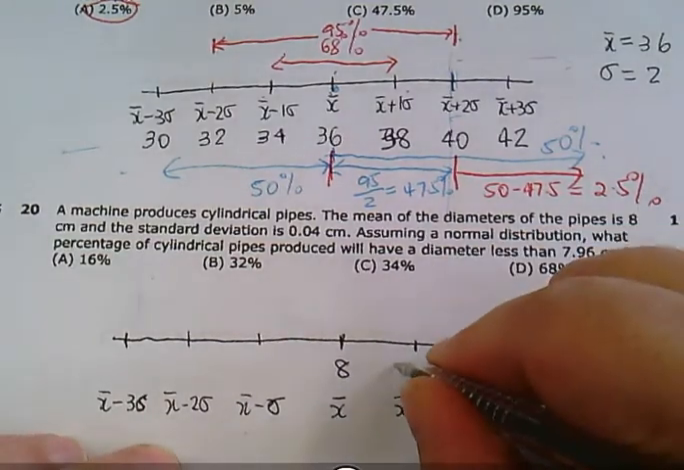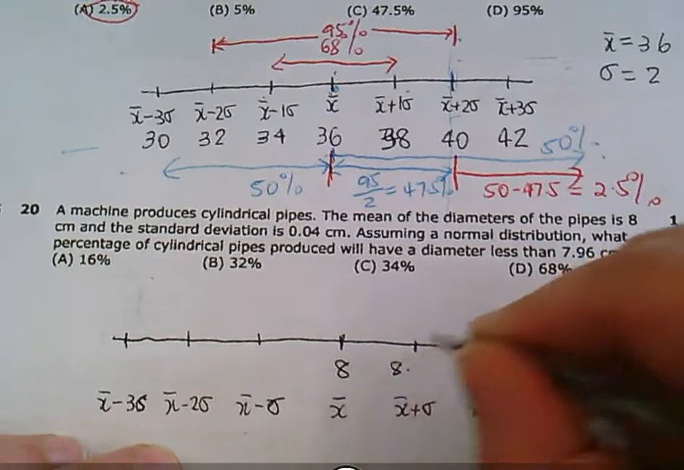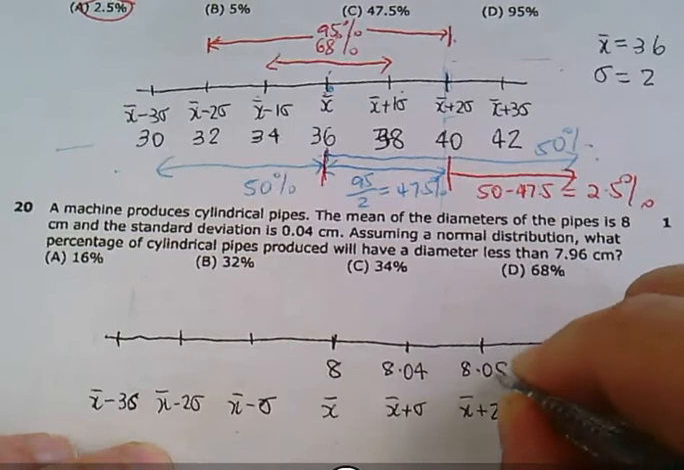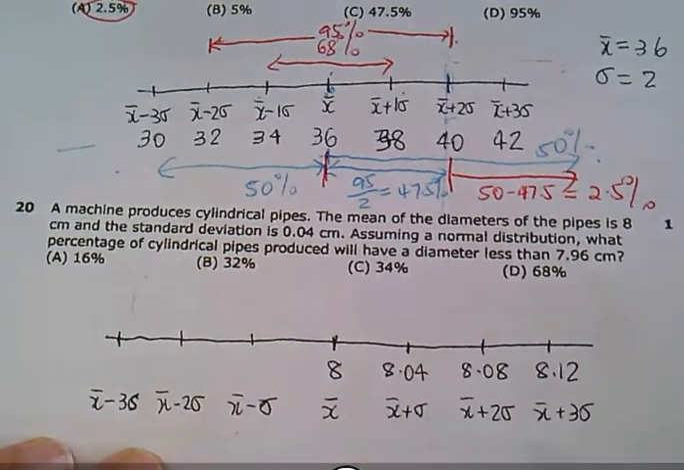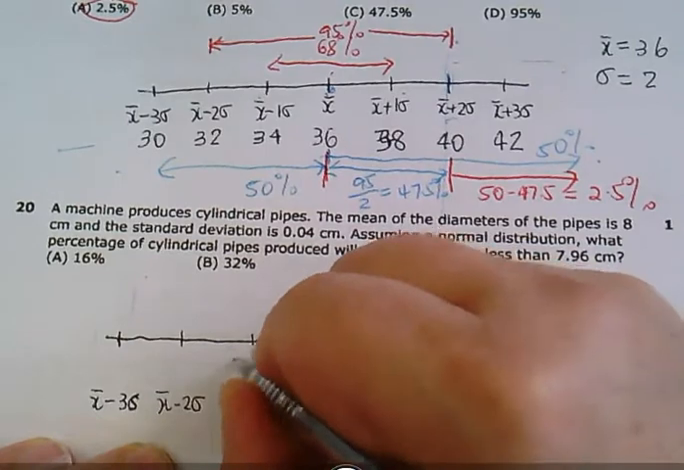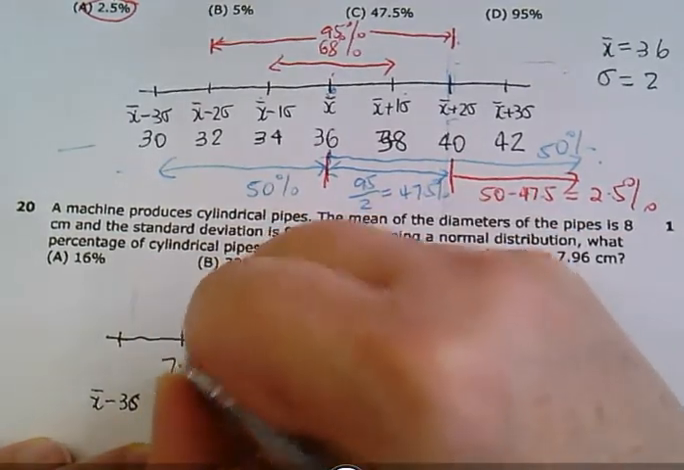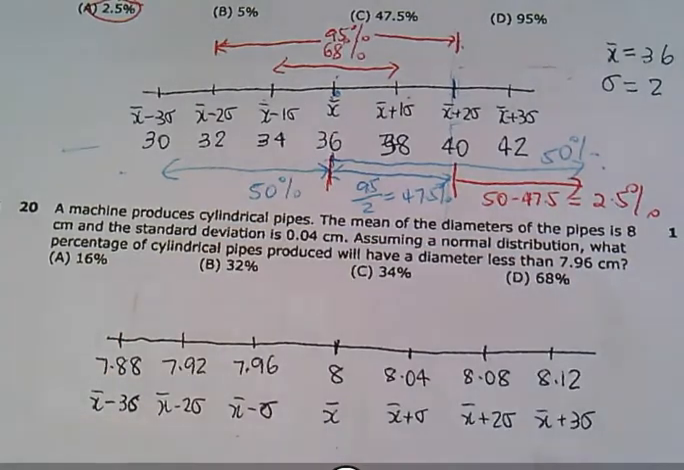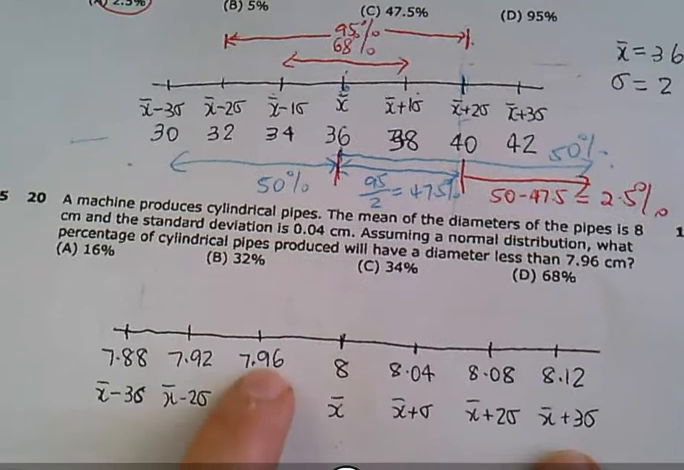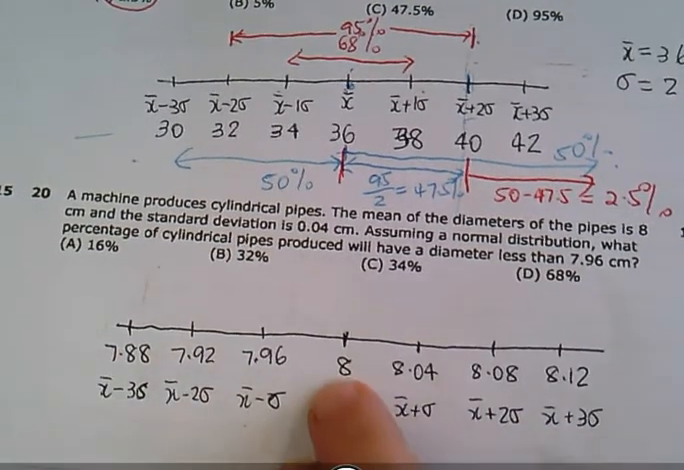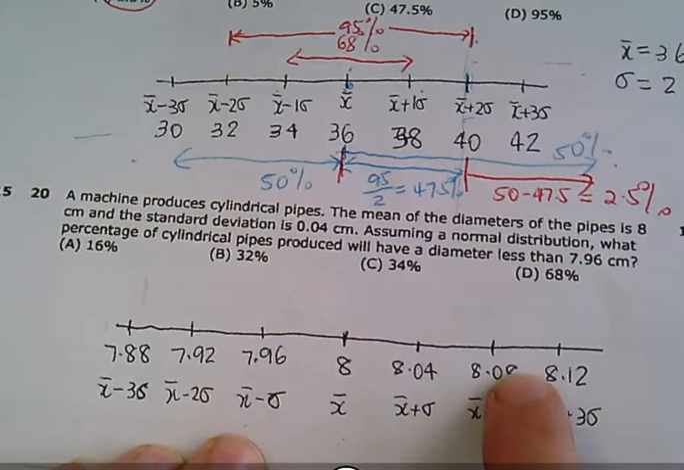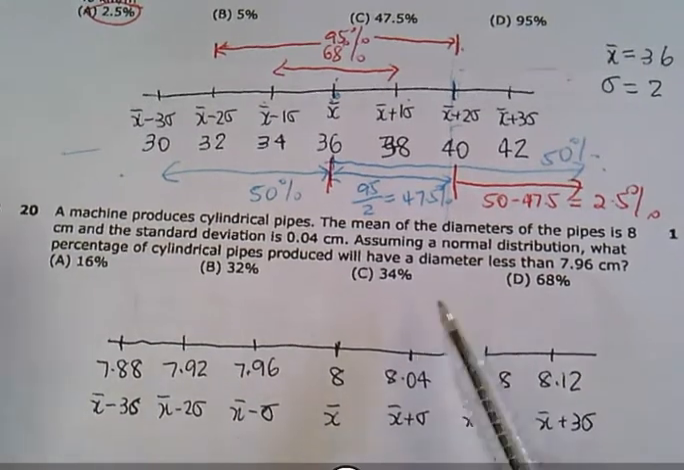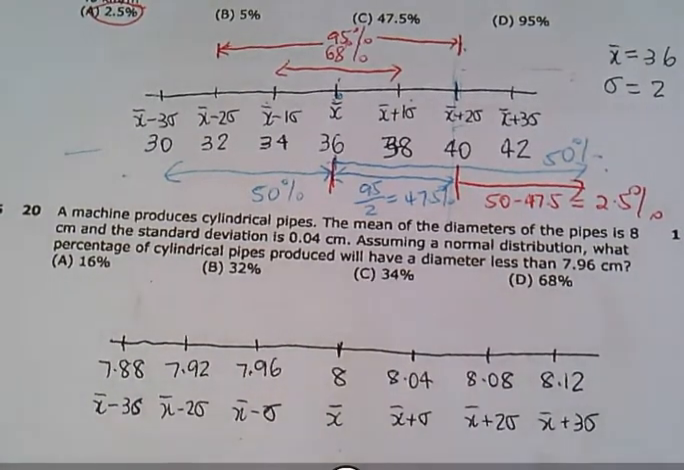So, 8. What do I write here? Anyone? Yeah, 8.04. What do I write here? 8.08. 8.12. Do we get it? Yeah. Subtract 0.04, 7.96. 7.92, 7.88. Okay? So you've got to subtract 0.04, subtract 0.04, subtract 0.04, and then from 8, add 0.04, add 0.04, add 0.04.